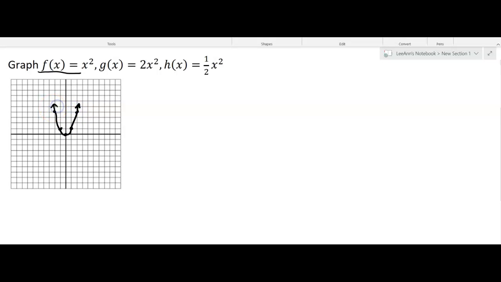Okay. And you can make a table of values, but that's our basic parabola. Alright. Now we're going to say 2 times that. So when we have our x and our g of x, you can plug in like -2, and g of -2 is going to equal 2 times -2 squared. Now you have to use the order of operations, so you do the exponent first. So 2 times 4, which is going to get you an 8.